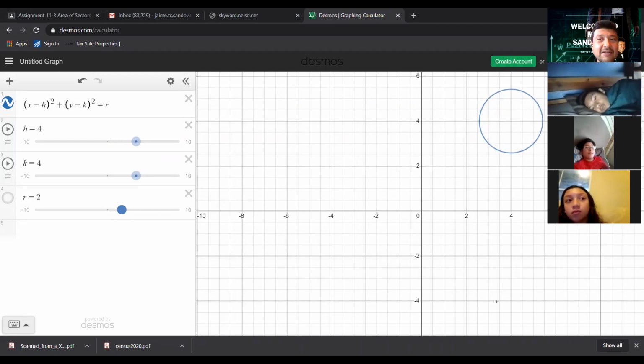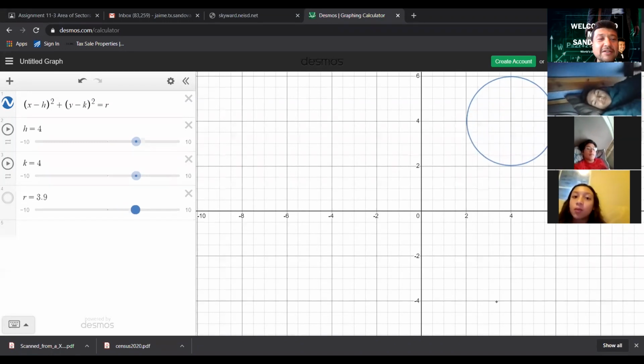No. No, it'd be 4, right? It'll be 4, right? And why is it 4? Because the square root of 4 is 2. Yes, exactly. Because remember, in this equation, this is square.